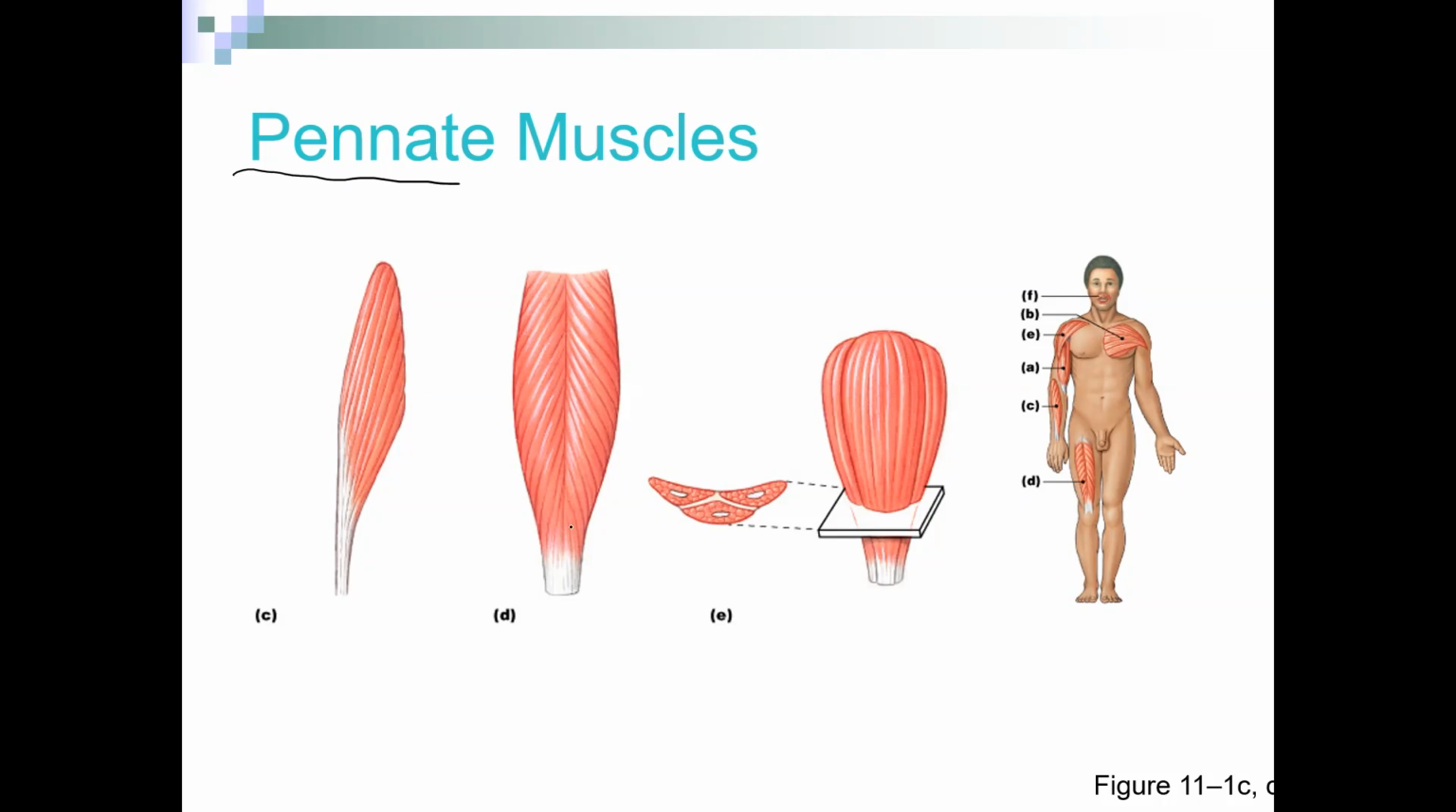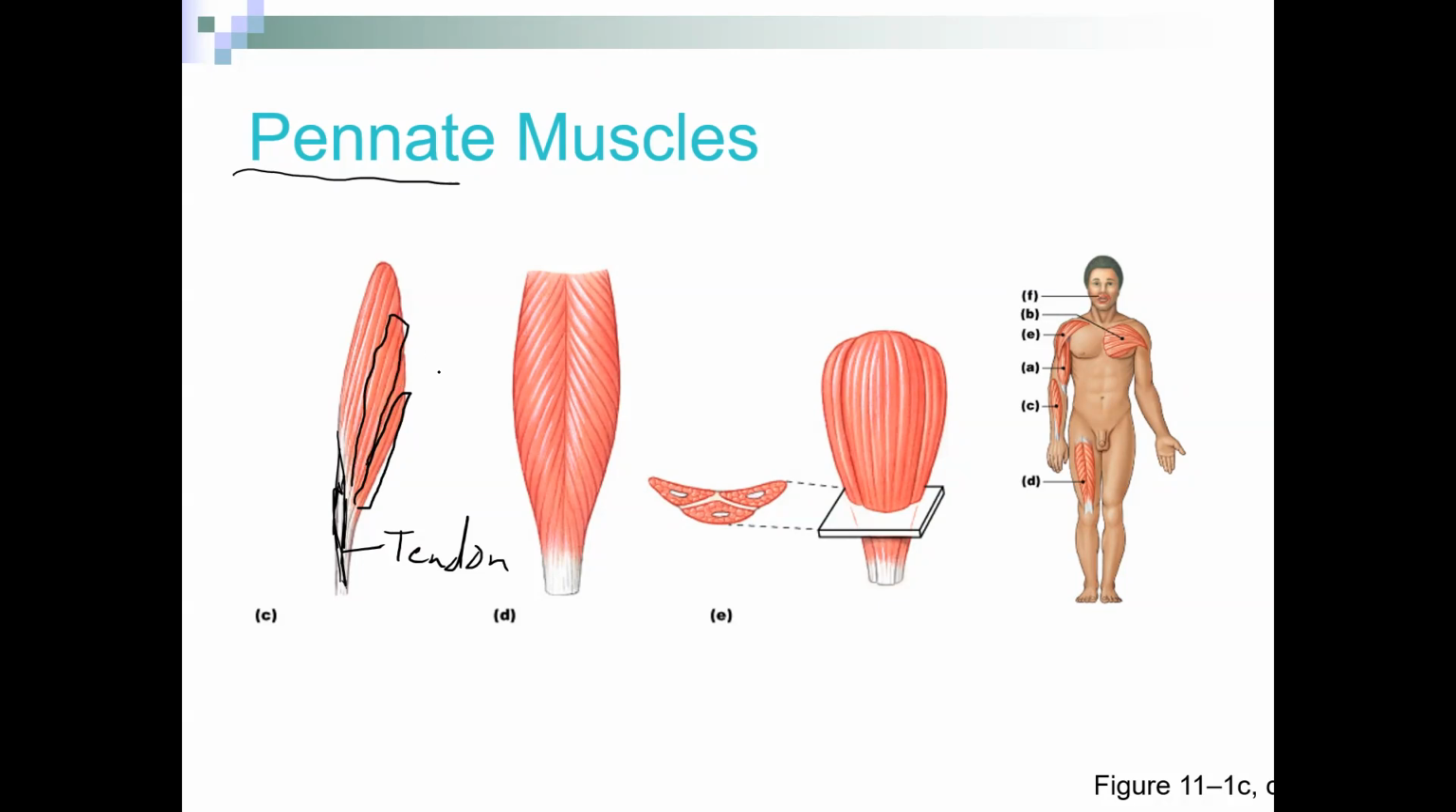So the main vein in this case is going to be your tendon. And the muscle fibers are going to come off of the tendon at an angle. So here we have the tendon, obviously. And here are our muscle fibers coming off. And they're all coming off at the same angle for this one here.